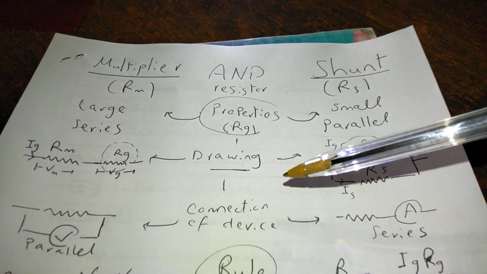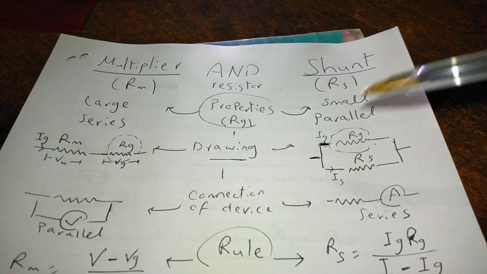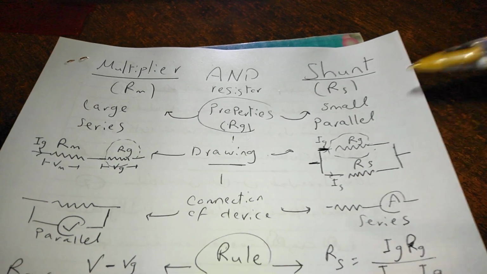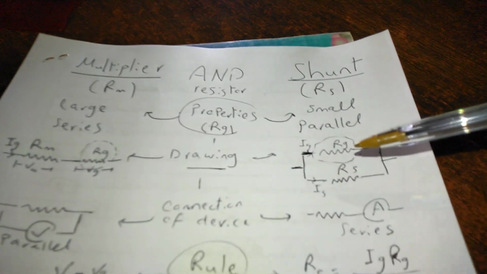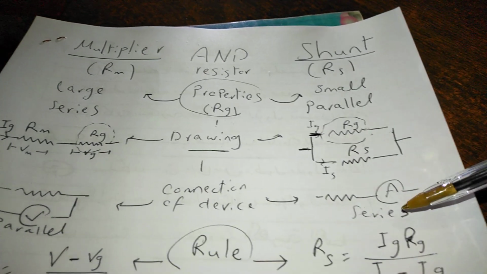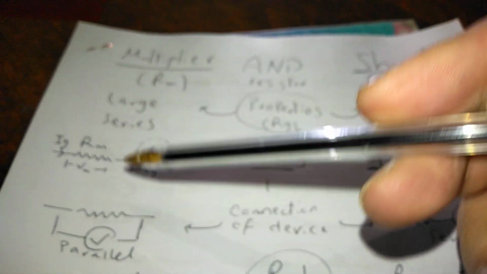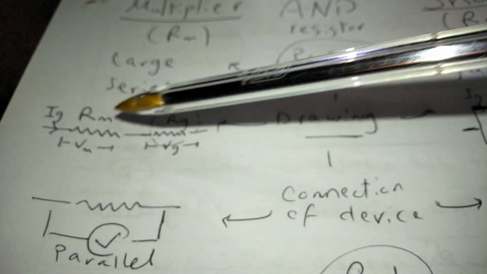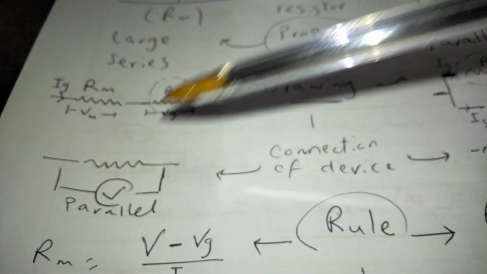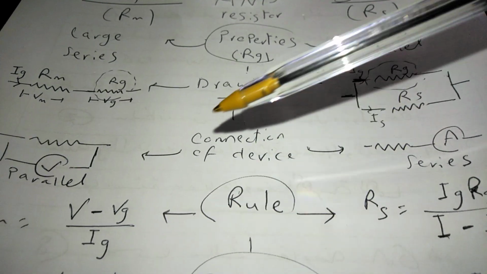Let's move on to the connection of the device itself in the circuit. The device itself has reversed connection to its modification. I mean, if the modification is parallel, so the device in the circuit is series. The other way around, when the modification is series, its device is parallel.